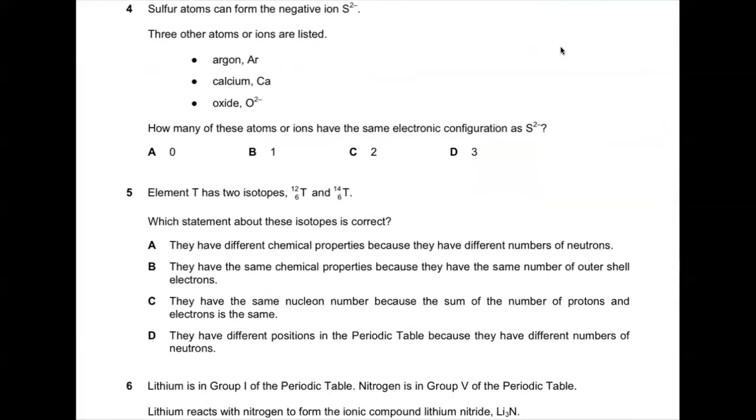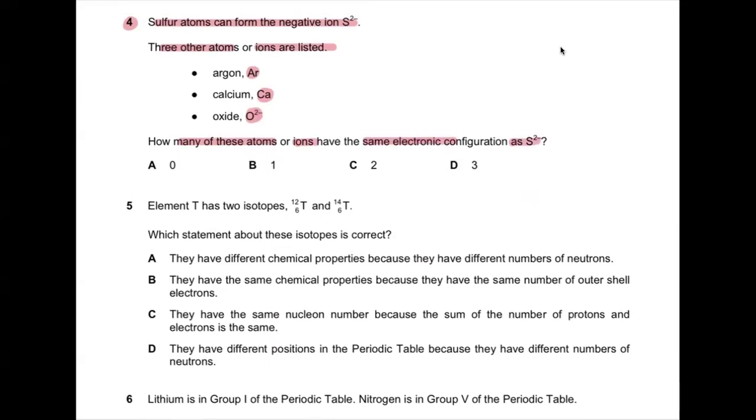Now, question 4. Sulfur atoms can form a negative ion, S2-, that is also called the sulfide ion. Three other atoms or ions are listed: argon, calcium, and oxide. How many of these atoms or ions have the same electronic configuration as sulfide? If you go for sulfide, it's S2-, and sulfur is 16, so it now has 18 electrons, because it's 2-.